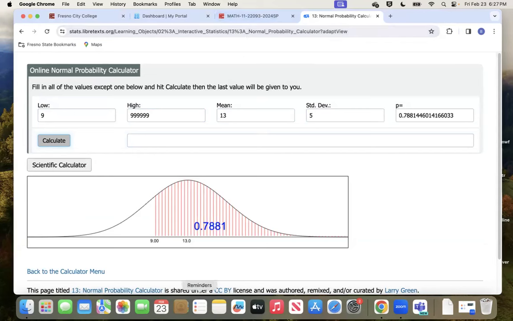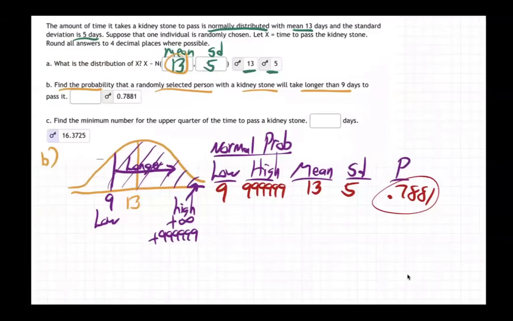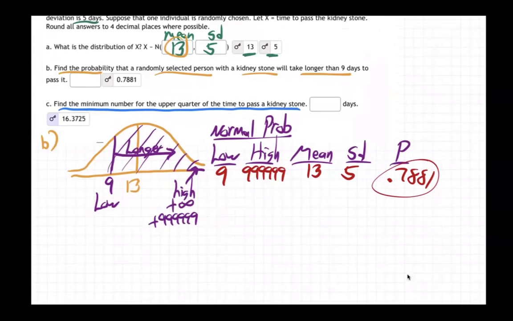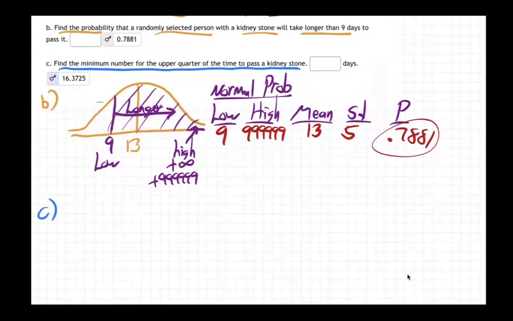Okay, now back to part C, which is really probably why you're tuning in on this video. Okay, so now this is the tricky part C. Coming on down, part C says find the minimum number for the upper quarter of the time to pass a kidney stone. So for part C, I'm going to draw the bell curve again.